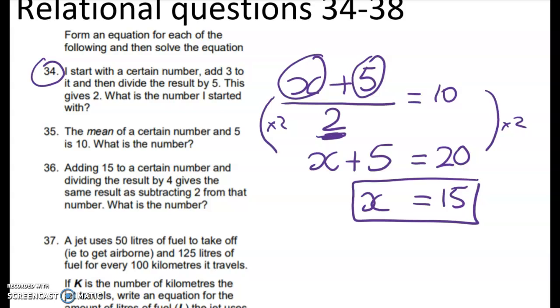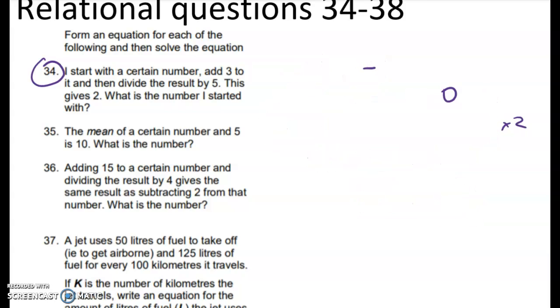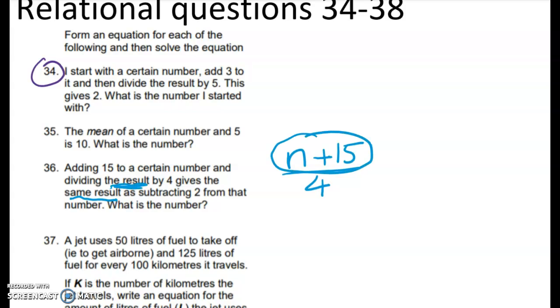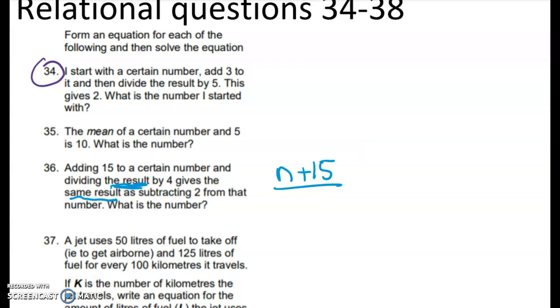On to question 36. Adding 15 to a certain number and dividing the result by 4 gives the same result as subtracting 2 from that number. So let's let that number be n. So we take n and we add 15 to it. Then we divide the result by 4. So that means I'm dividing all of that by 4. Okay, so n plus 15 divided by 4 gives the same result as subtracting 2 from that number. So that's n minus 2.